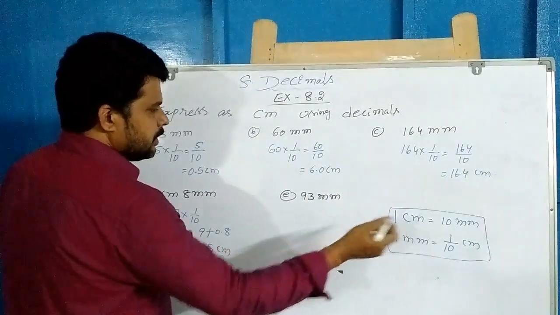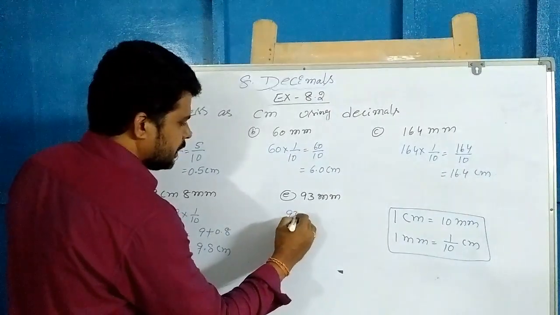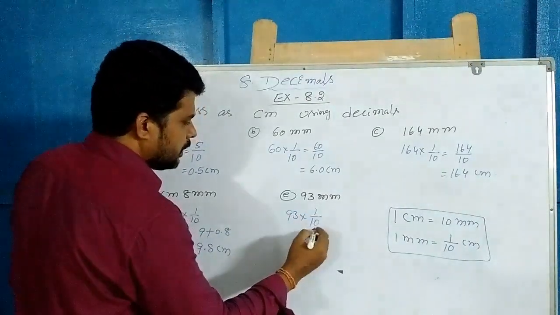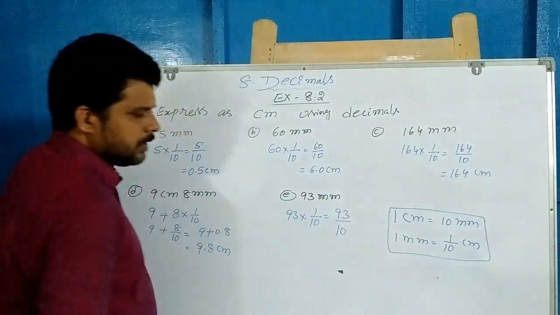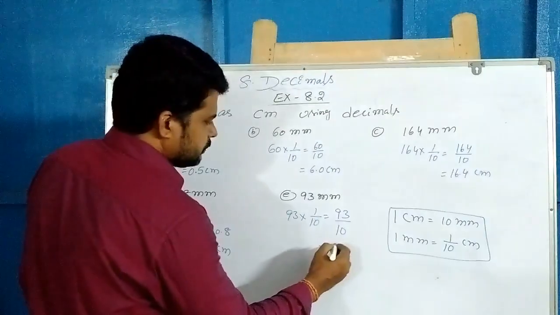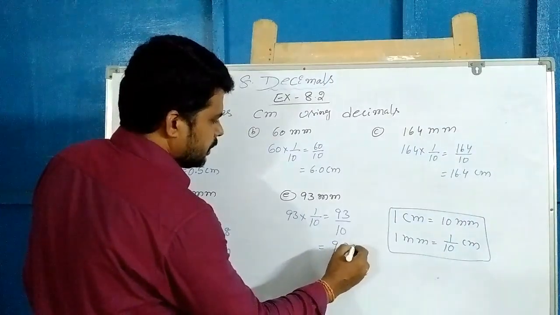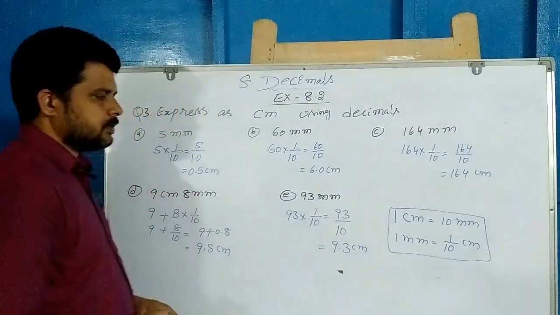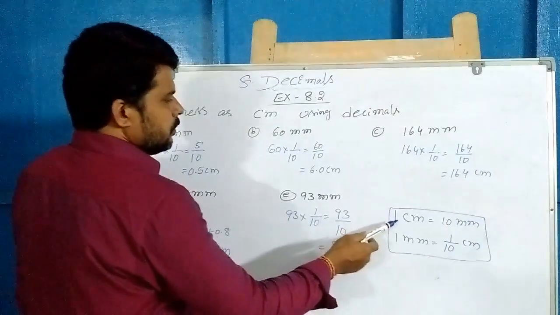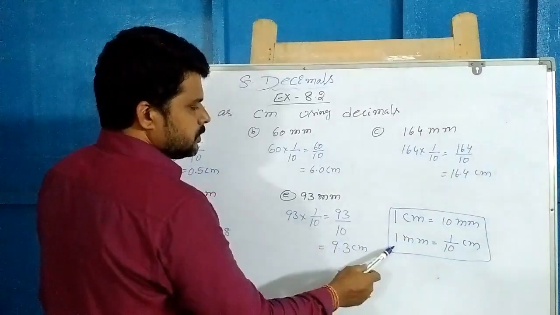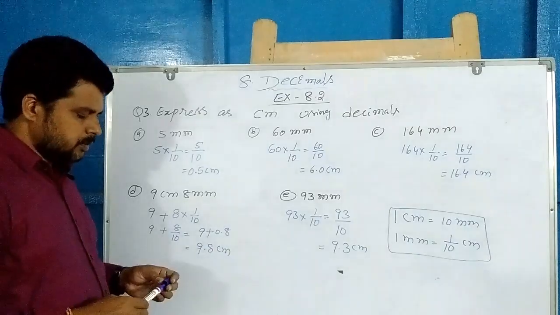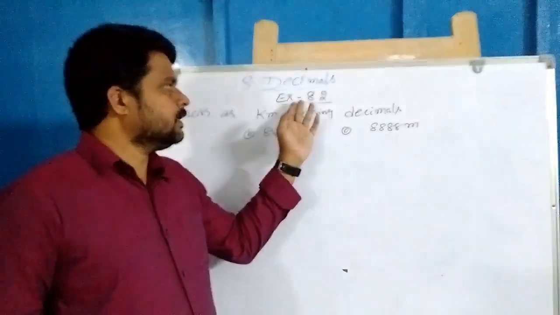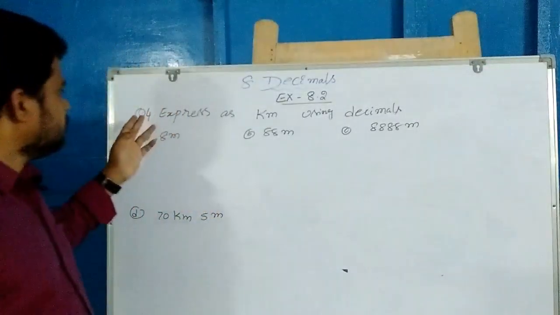93 millimeters converted into centimeters. So 93 into 1 by 10. 1 centimeter is equal to 10 millimeters. 1 millimeter is equal to 1 by 10 centimeters. Using this table.